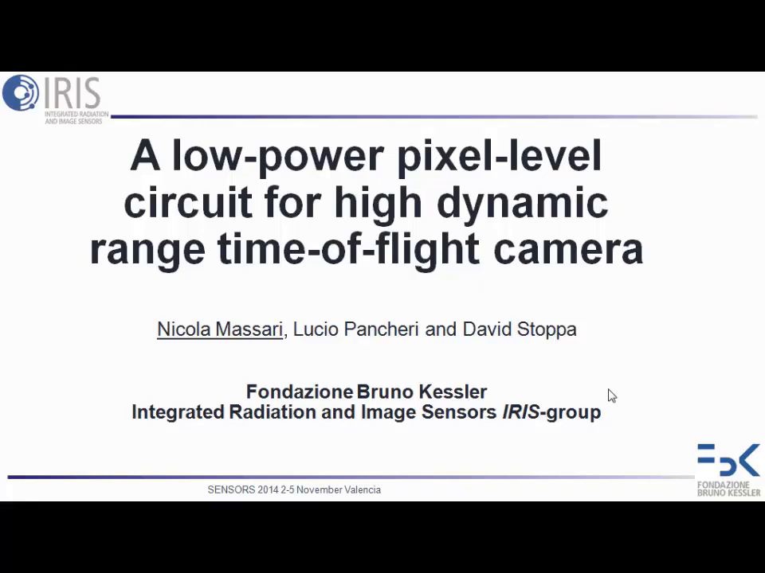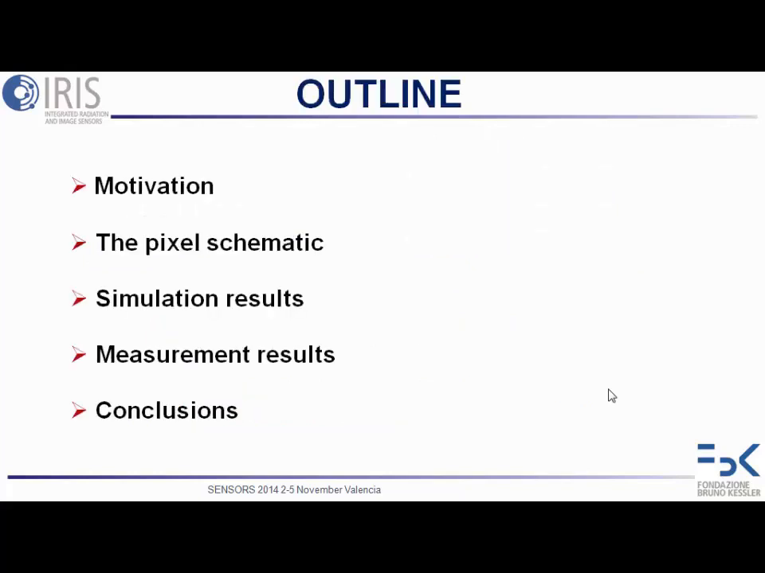The title of this presentation is the low-power pixel-level circuit for high-dynamic range time-of-flight camera. Also, in this case, I will try to briefly introduce the problem, and then I will show you the solution we adopted. In particular, I will explain in detail the pixel schematic, together with some simulation results, some preliminary measurements and conclusions in the end.